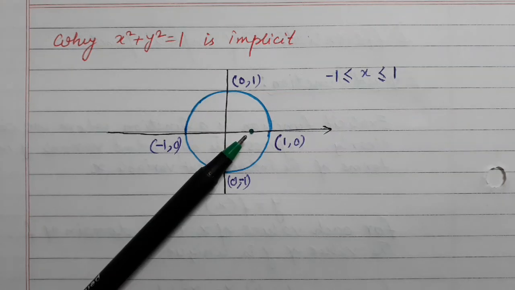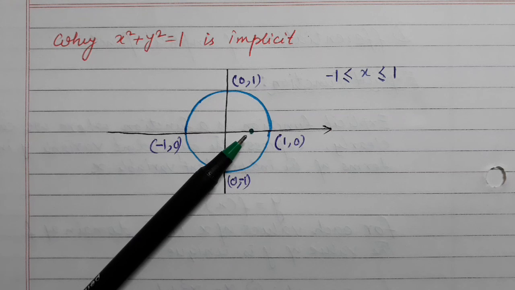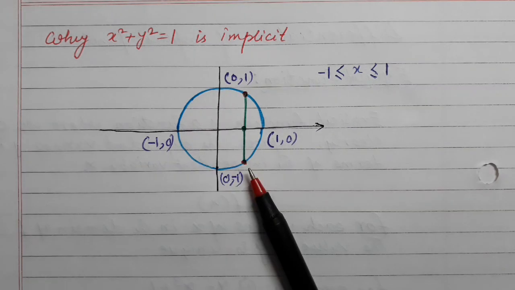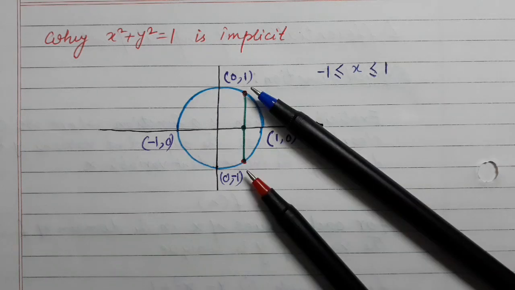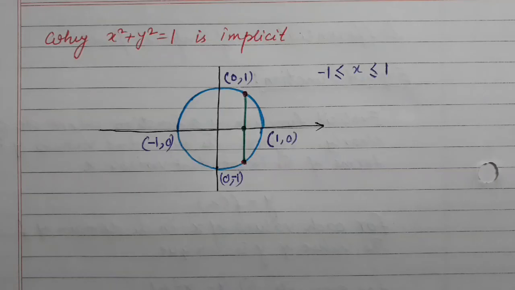Now let us take a point strictly inside this range, meaning between minus 1 and 1. So for that value of x, we are getting two values of y. That is, one is this one and the other one is this. That is, we are not getting a unique value of y. That is, for one value of x, we are getting two different values of y. That is why x square plus y square equals 1 is an implicit function.